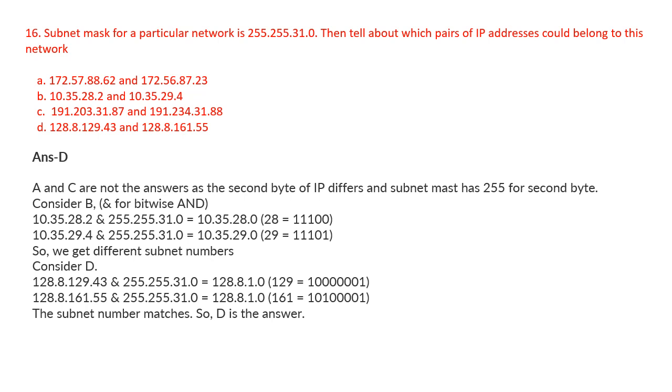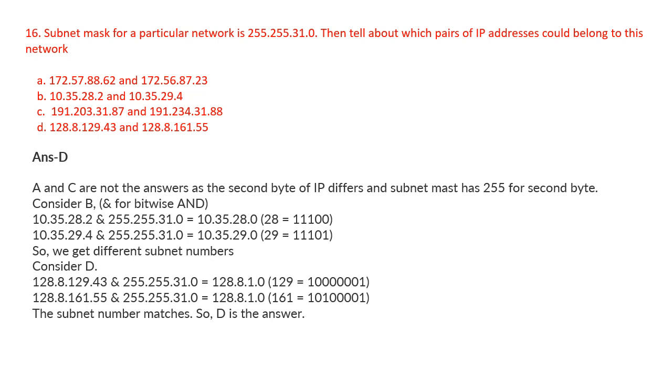B is 10.35, 10.35. Yeah, this pair can be one option. Now C is 191.203 and 191.354. No, we can discard C for the same reason as A. So D is 128.8, 128.8. Yeah. So between B and D we will see which one is the answer.